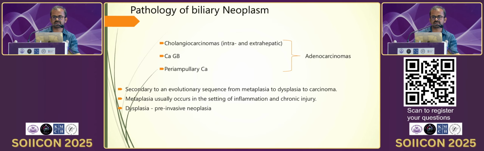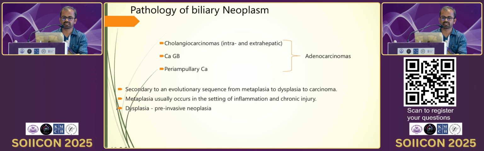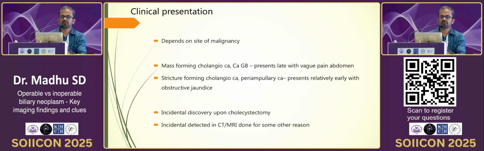Pathology-wise, this can be divided into cholangiocarcinomas, both intra- and extrahepatic, the CA-GB and periampullary CA. This group falls into the biliary neoplasms. Most of them are adenocarcinomas, but we do see a lot of variants in this. Clinical presentation usually depends on the site where they come from.